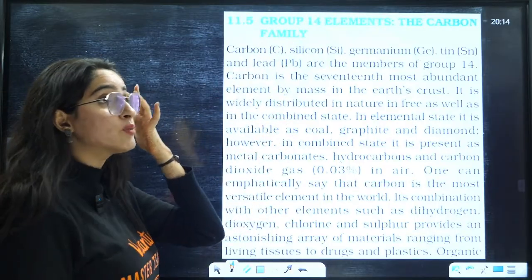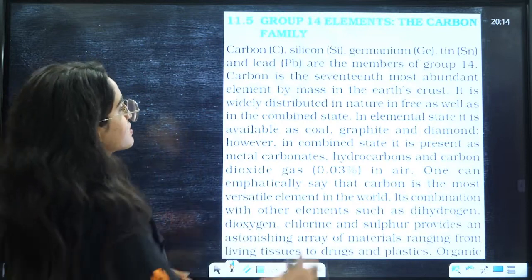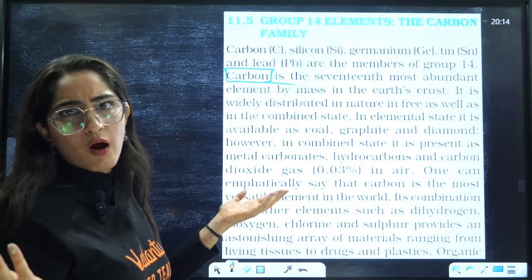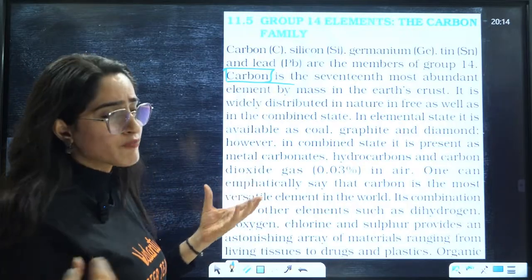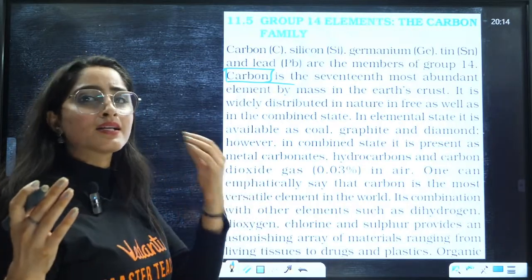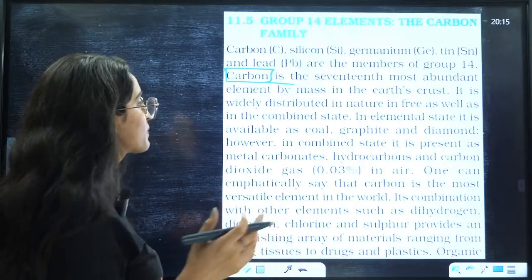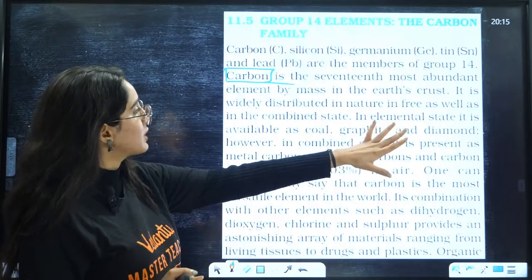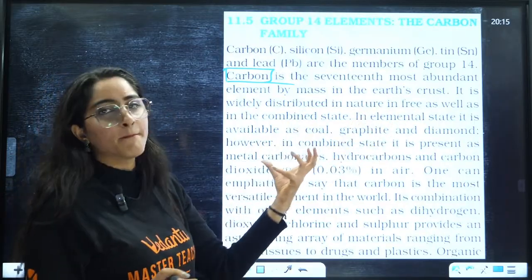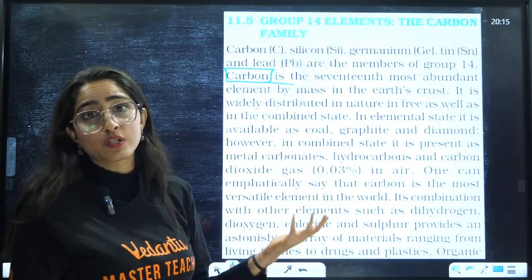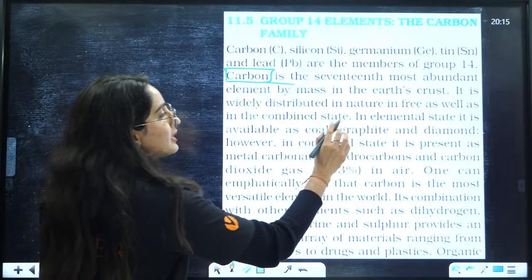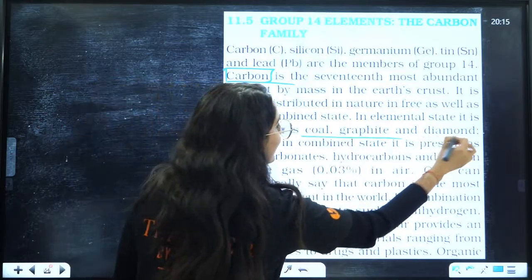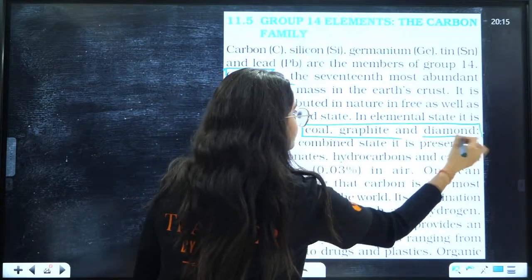Carbon is the 7th most abundant element in our earth. We know that carbon is everywhere around us. Carbon, coals, diamonds, graphites, everything is around us. It has a certain amount of carbon, especially the fuels. It is widely distributed in nature, in the free as well as the combined form. In carbon dioxide we have it in the atmosphere. In the elemental state it is available as coal, graphite and diamond.